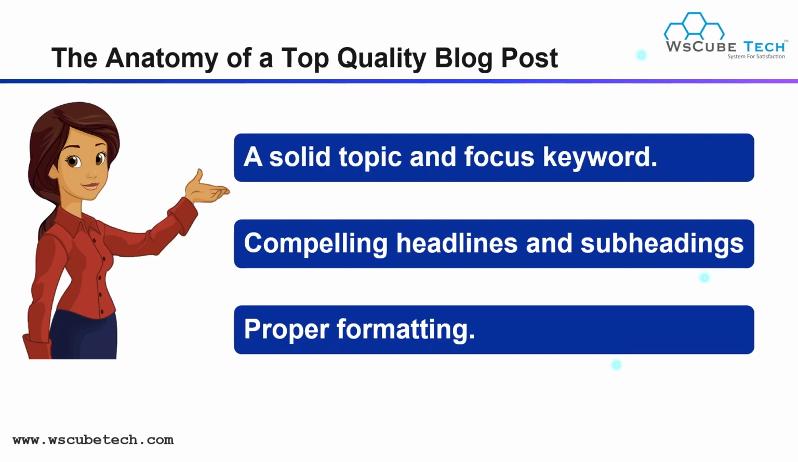So let's start with the first one, that is a solid topic and focus keyword. So you have to choose a blog post topic that is somehow beneficial to your readers. Then find a related keyword that will help anchor your topic and help both humans and search engine spiders know what your blog post is about. So you have to consider your topic and your keywords.